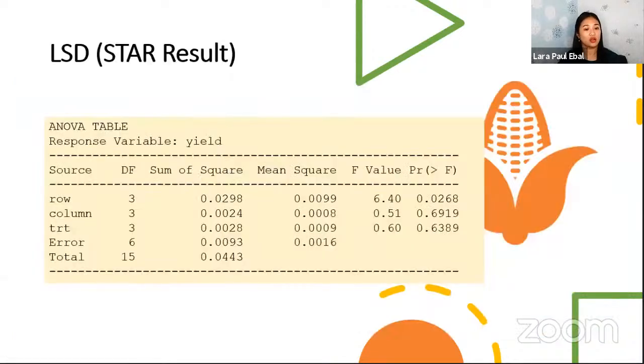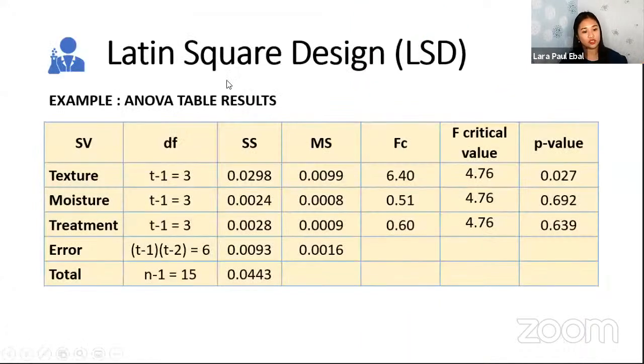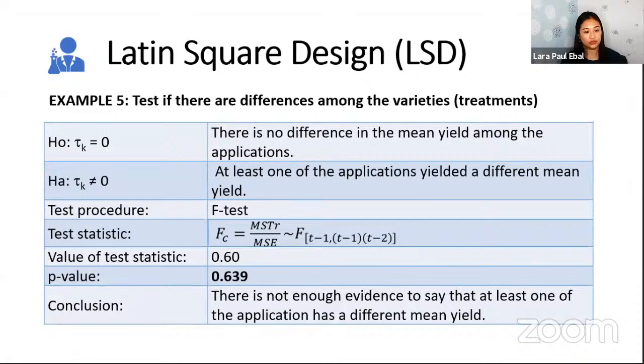Okay, now using star, you can have this output here. As you can see, source of variation now has significant result. You can see only the row factor differs in terms of the means. Okay, so if we have this ANOVA table again, you can have the F or the p-value to decide. And then, okay, we can now test for the differences among the treatments.